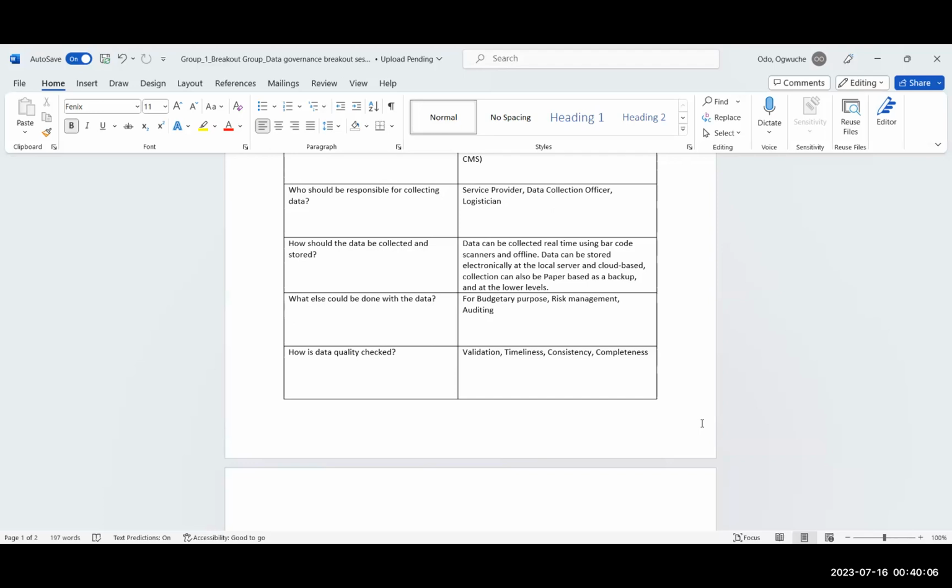But we tried to look at it from the angle of collection and then storage. And so we say data can be collected real time using barcode scanners. Data can also be collected offline. That's data that has to do with consumption data.